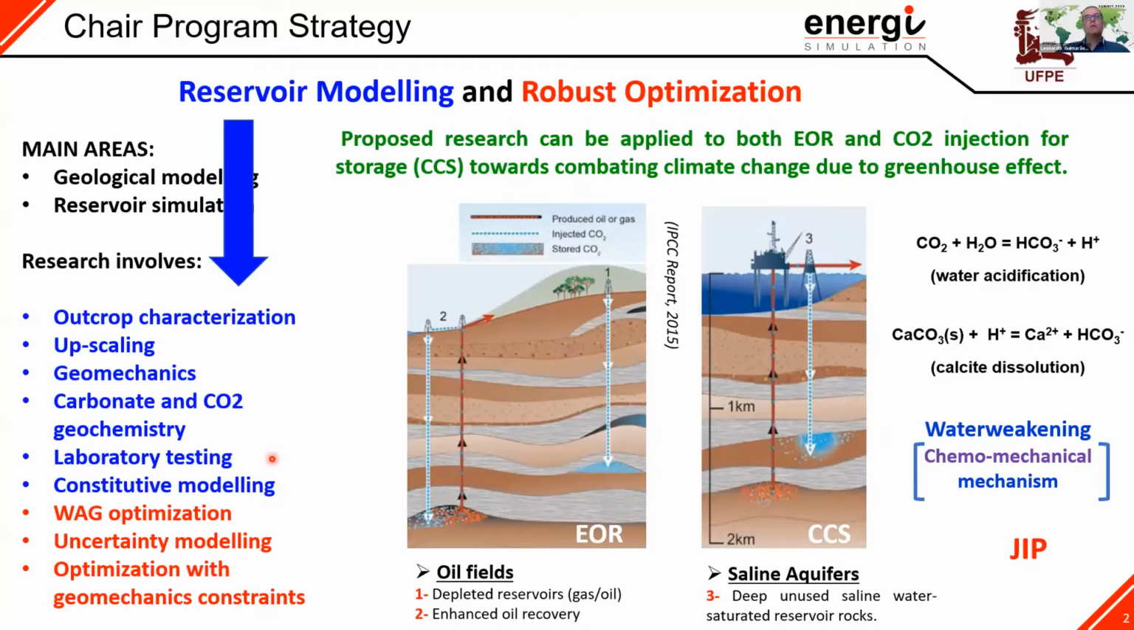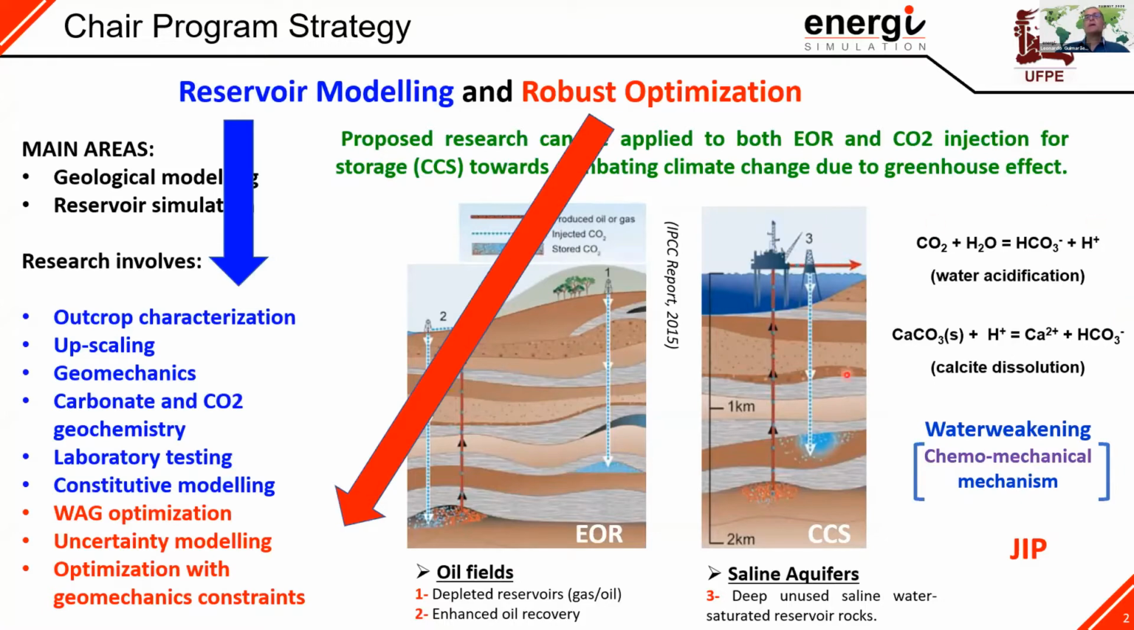Also in the robust optimization area, we have the main focus on WAG optimization, as our main fields are pre-salt fields, where the strategy is WAG using the produced CO2, as was mentioned in the previous presentations. Of course, we are introducing uncertainty modeling and optimization with geomechanics constraints, which is one of the research lines that myself and my colleague Bernardo Horowitz are going to work on in the near future.